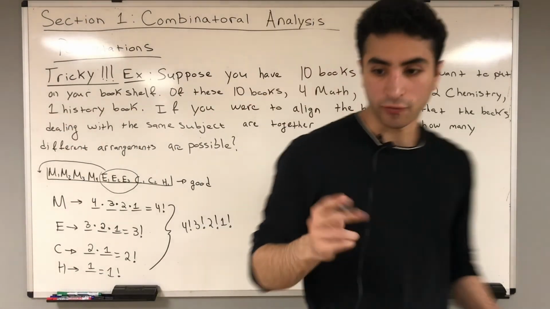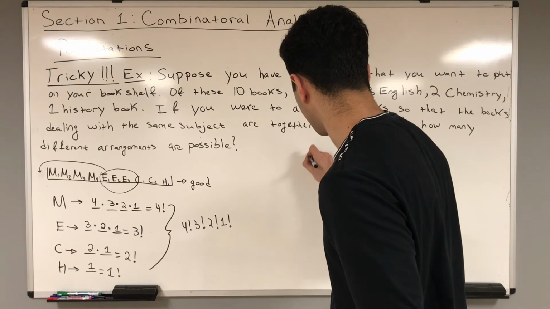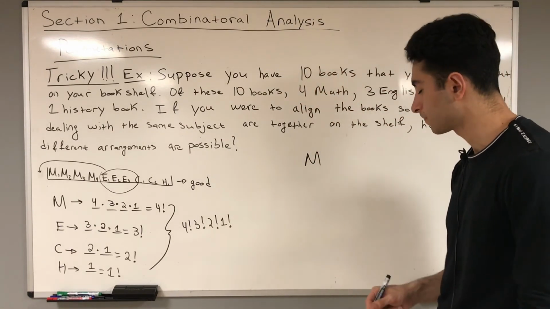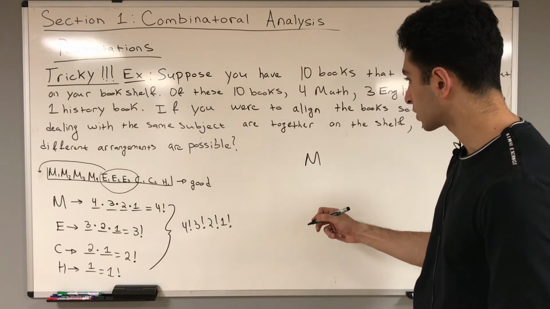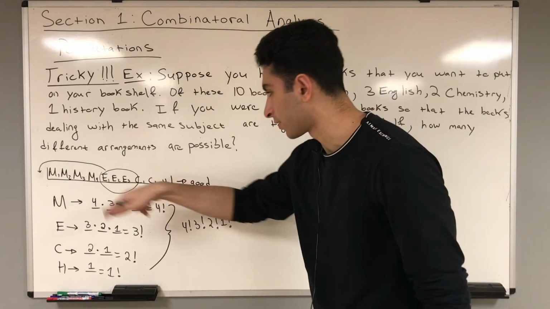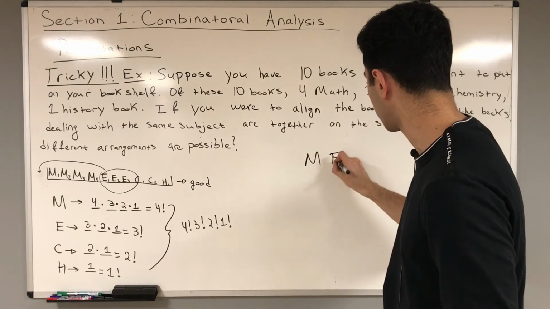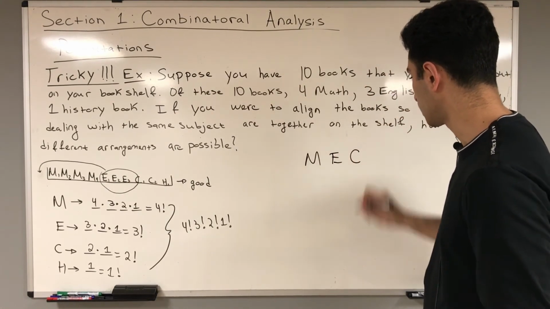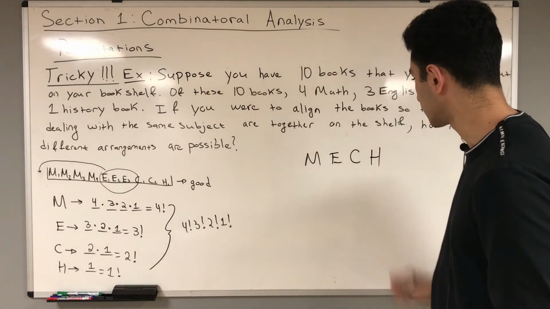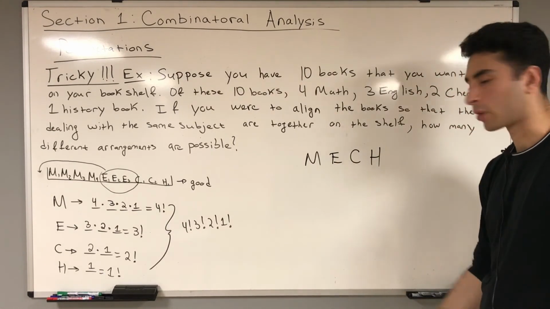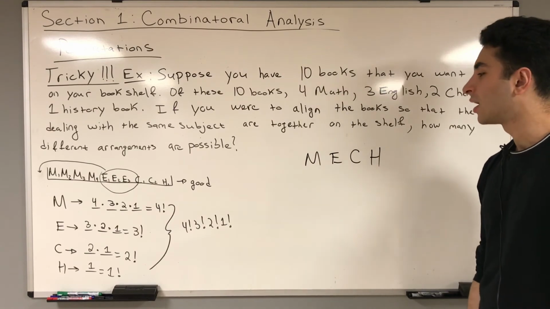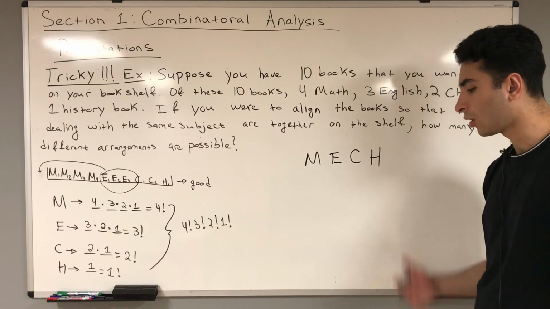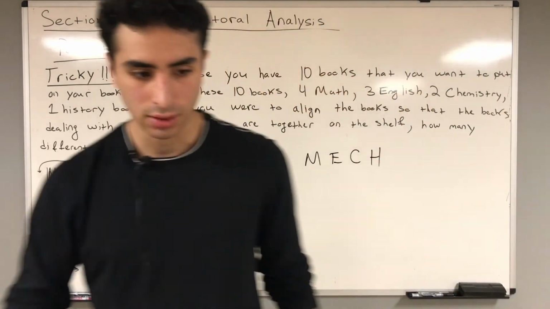So the 4 math books can be represented as M, as one object, because they have to stay together anyway, right? The English books have to stay together, so they're glued together. So that's just one big English object. Same with the chemistry, and same with the history. But now you have 4 different objects.